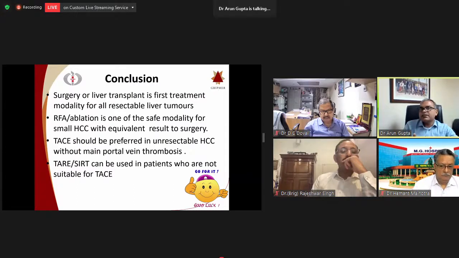So we can say surgery or liver transplant definitely is the first line treatment, and of course the ablation technique is a safe modality for small tumors, with results equivalent to surgery. TACE can be done in unresectable HCC in those who don't have main portal vein thrombosis, and TARE can be used in patients who are not suitable for TACE, who are high risk for TACE. And also, as Dr. Swain has said, we are definitely using the transarterial therapies for downstaging for possible future resection as well as transplant.